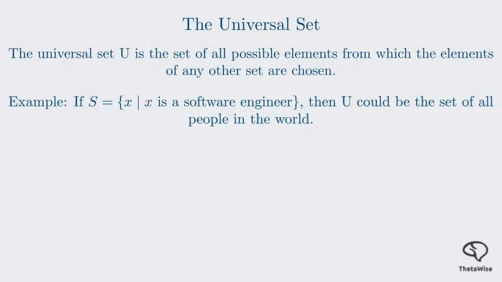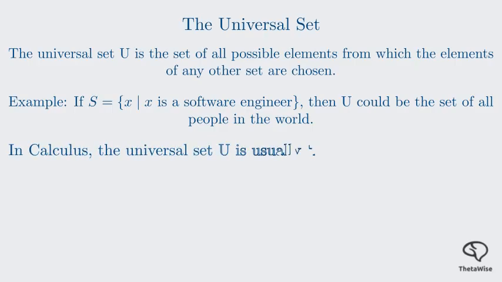In calculus, when we're dealing with numbers, the universal set is almost always the set of all real numbers. This includes all positive and negative numbers, fractions, and decimals. So, when you see a set defined like S equals the set of all X, such that X minus 4 is greater than 0, the universal set is implicitly understood to be the set of all real numbers. To summarize, the empty set has no elements, and the universal set defines the entire pool of elements we are considering.